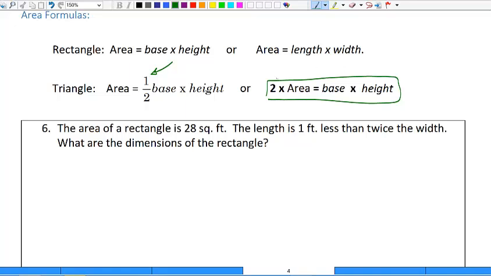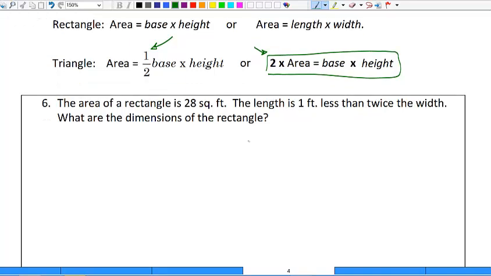This area formula right here is the same as the first area formula for the triangle, but this one includes no fractions. So I'm going to use this one on our triangle problem to show you that you can use it without fractions and you don't have to worry about getting those yucky fractions out.